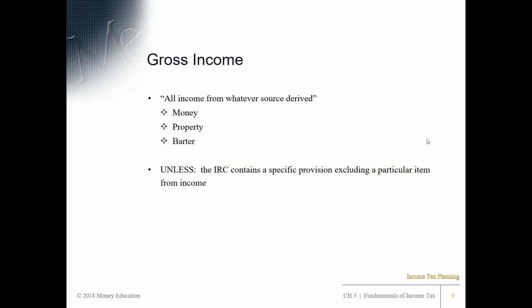So gross income, by definition, is all income from whatever source derived, money, property, or barter, unless specifically excluded by the IRS code, the IRC, the Internal Revenue Code, which contains a specific provision for excluding particular items. Lots of people I hear talk about this like, oh, I heard if I win at the casino under $600, it's not taxable. That is not the case. It is taxable. You just didn't get a form to tell you to report it, but you should still report it. The IRS says report all income from whatever source derived.